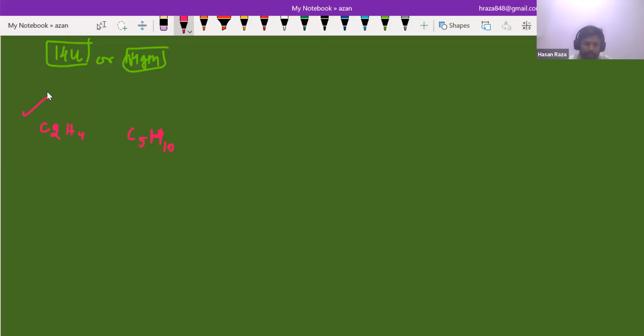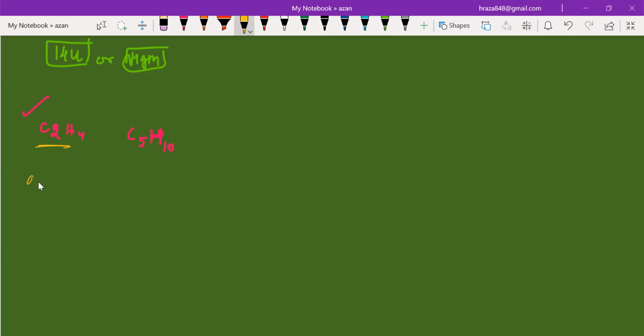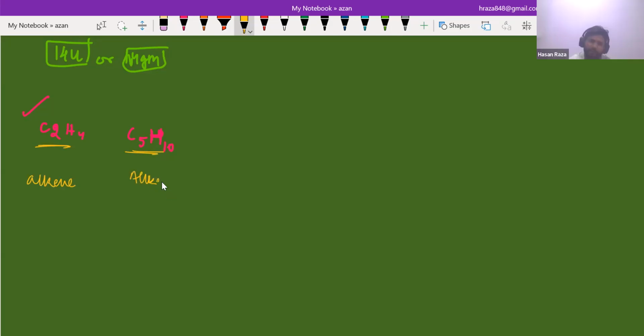Tell me whether they are from the same family member or not. No, sir. Why? Can you tell me what is this? Alkane, alkene, alkyne. Sir, alkene. Can you tell me about the another one? That is also alkene. So aren't they from the same family? Both are alkene. That means same family.